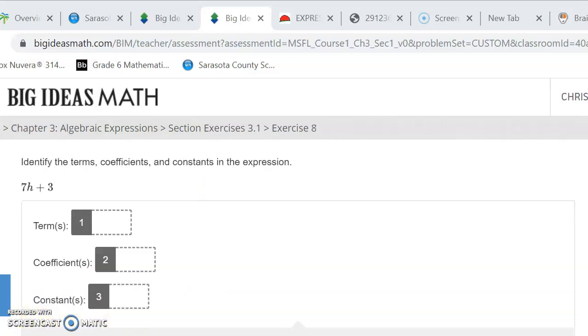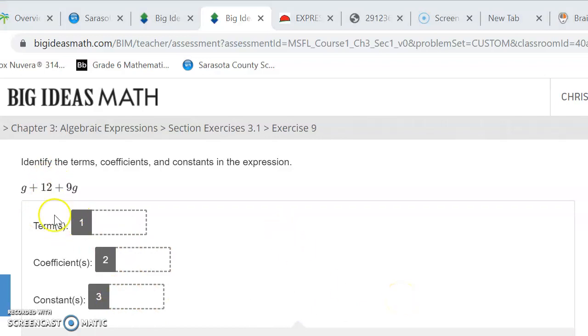So we have an expression here, 7h plus 3. The terms are going to be all of the variables, all the coefficients, and all the constants. So our terms here are 7h, oops, the 7, the h, plus the 3, 7h comma 3. The coefficient is the number that is next to the variable. Our variable here is h, so the coefficient is 7. The constant is going to be the 3. Nothing's going to change that 3.